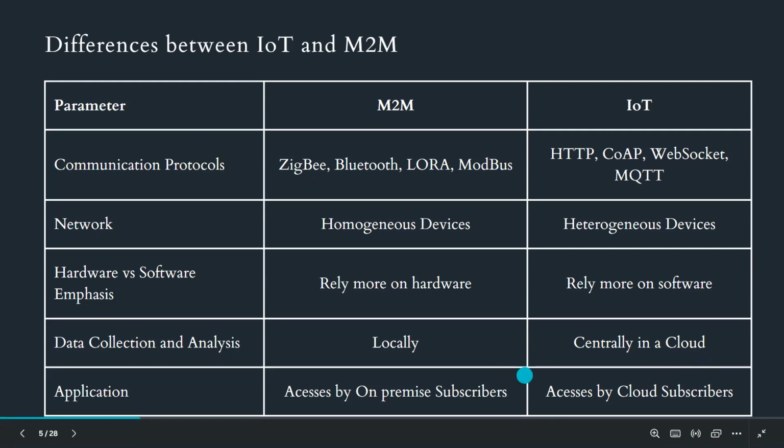Then M2M communications and M2M applications can be accessed by on-premise subscribers, and IoT applications can be accessed by any cloud or internet user. So what we mean is that M2M applications can be accessed by local network users, whereas IoT networks can be accessed by wide area network users.